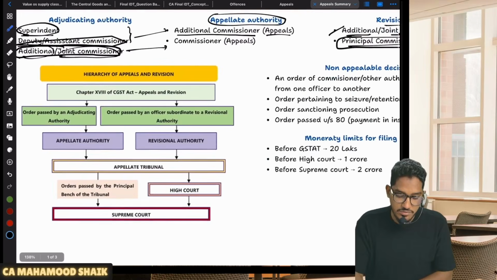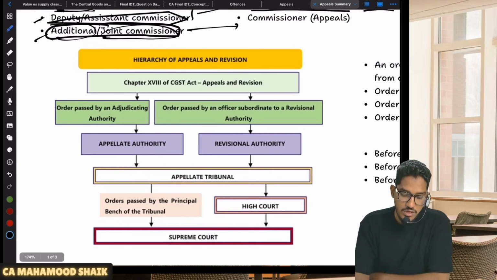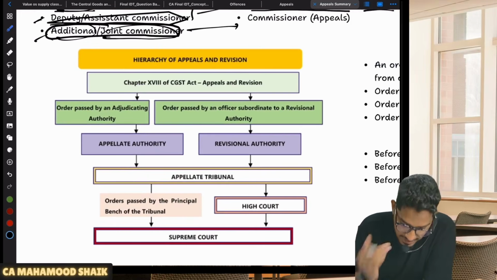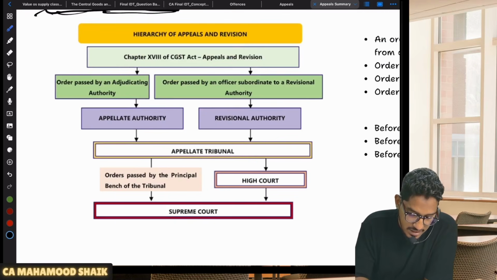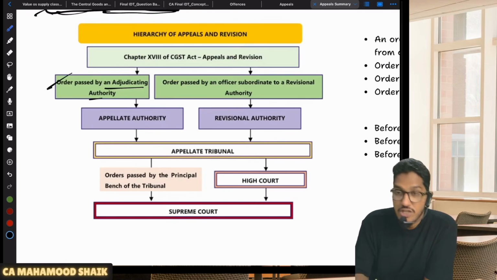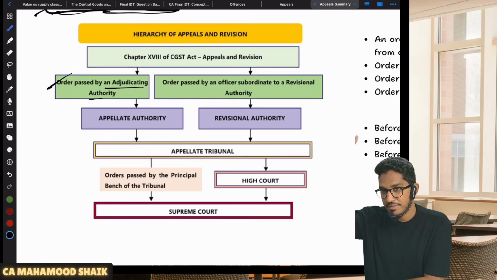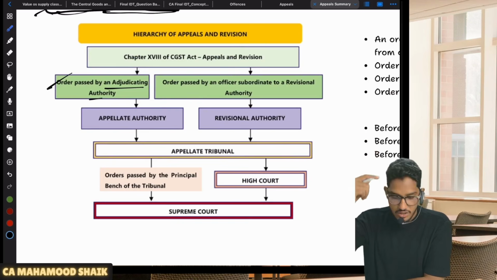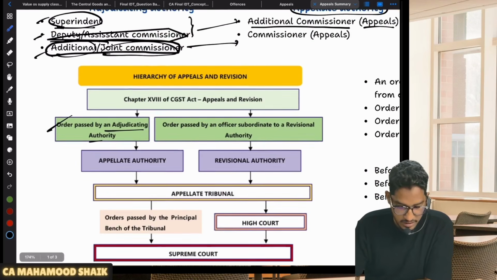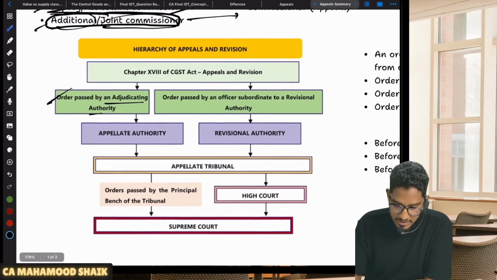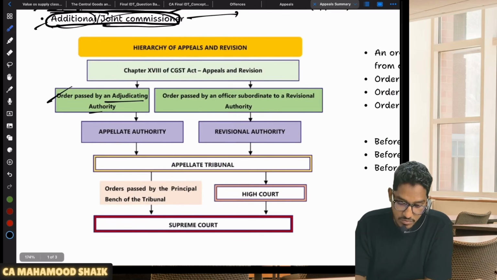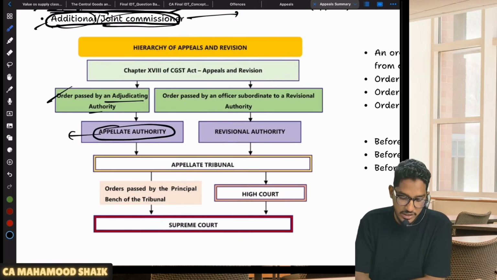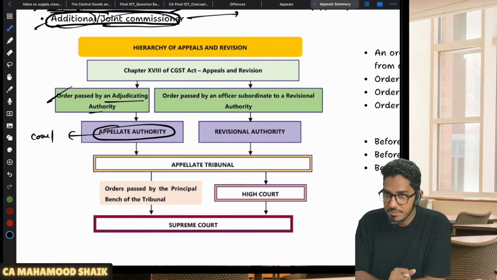Right. So now if you see, that's the hierarchy I have told you. Chapter 18 of the CGST Act, appeals and provisions. First, order passed by an adjudicating authority. Sir, who is adjudicating authority? Superintendent. Thereafter, deputy or assistant commissioner, additional or joint commissioner. Not only additional or joint commissioner. So if they have passed an order, if you want to go for appeal, what you will do? You will go to the appellate authority. Who is appellate authority? Commissioner appeals or additional commissioner appeals.